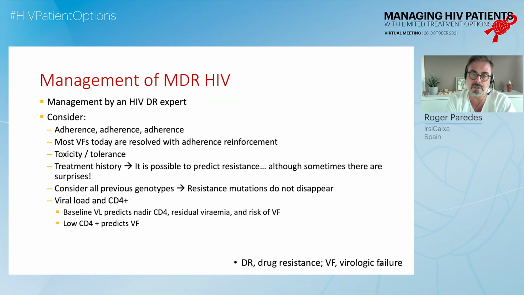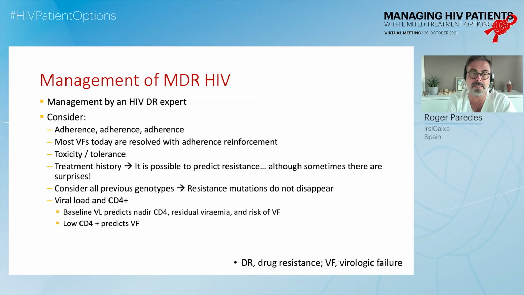So the first concept, how to manage multi-drug resistant HIV, is that this situation has to be managed by an HIV drug resistance expert. This expert has to consider, first of all, adherence. In many situations, adherence is an actual problem, and particularly if we're giving more complex regimens, adherence becomes increasingly more difficult. Most virological failures today are actually resolved with adherence reinforcement, and this happens in rich countries, but also in resource-limited settings as well. So first of all, you have to evaluate adherence.